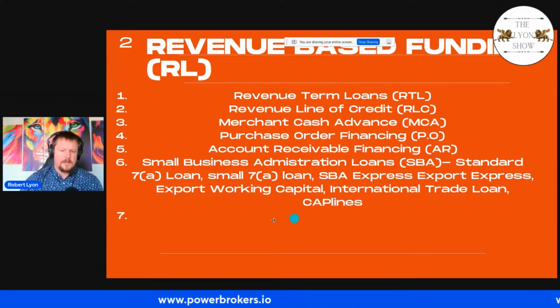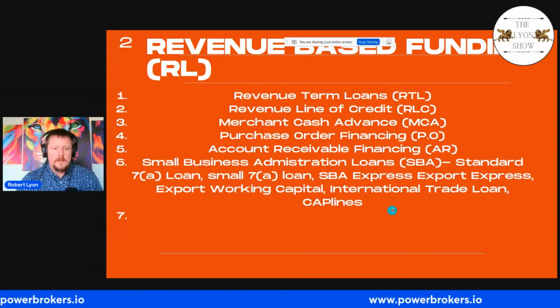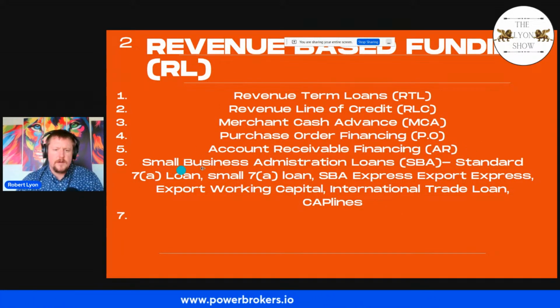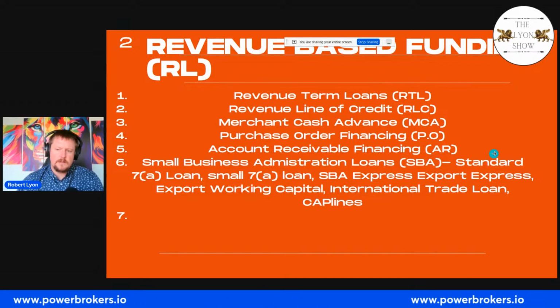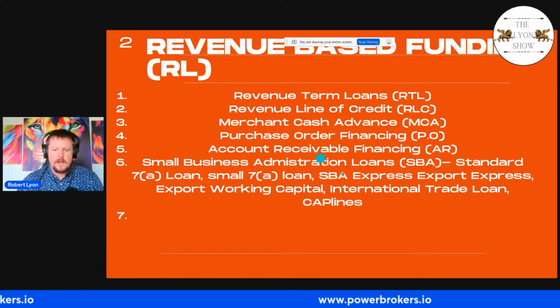Oh, and the number 7 down here is supposed to say personal loans as well, but it looks like it fell off. But these are the revenue-based funding. Now, the small business SBA loans, they do make you look at basically everything. They'll make you look at your credit, your revenue, your assets if you have it. But typically, these are all based on how much money you're going to have, how you're going to pay it back, and so on and so forth.